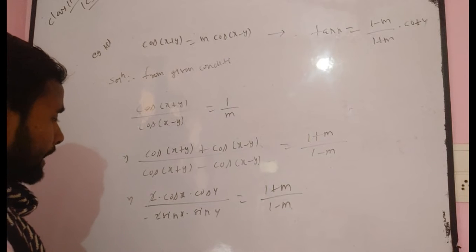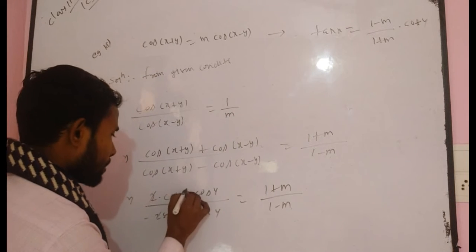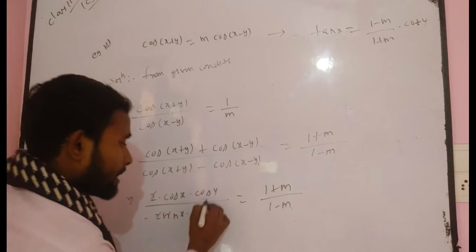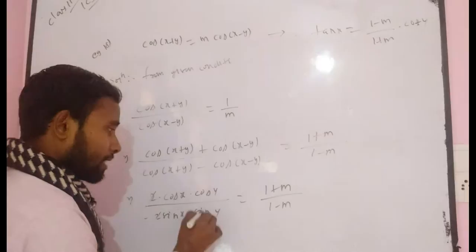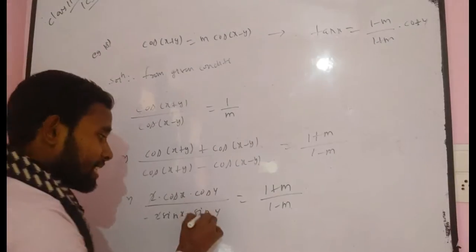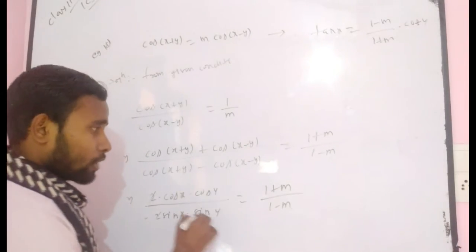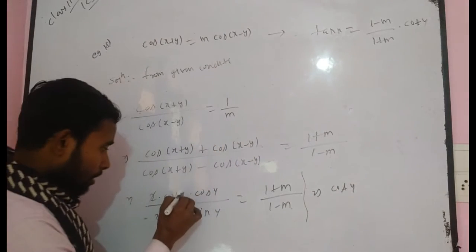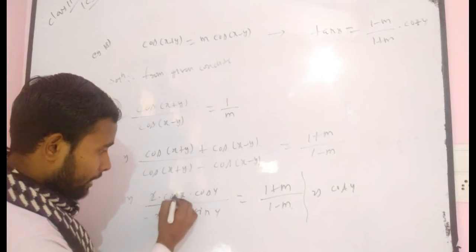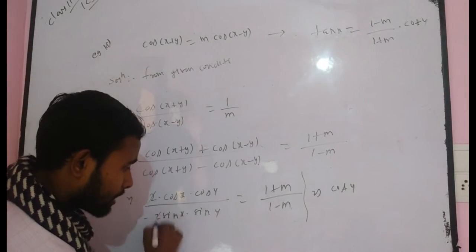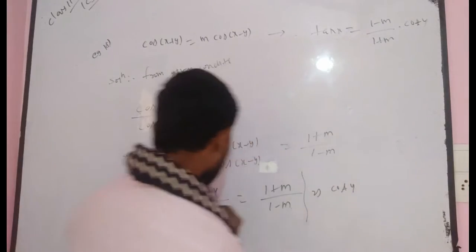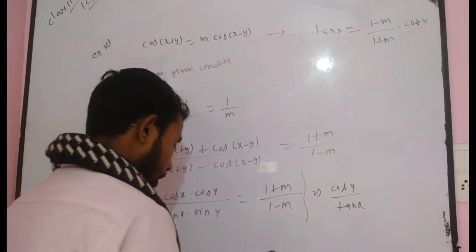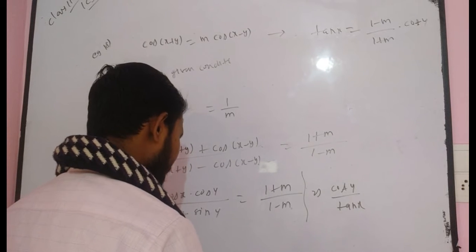Now it is cos x into cos y, cos x by sin x and cos y by sin y. Can you write cos y by sin y is equal to what? Cot y. That implies, can you write it? Cot y, and it is sin x by cos x. If you take cos x in the denominator, sin x by cos x will be tan x. In the denominator, you can write tan x. That means cot y by tan x.